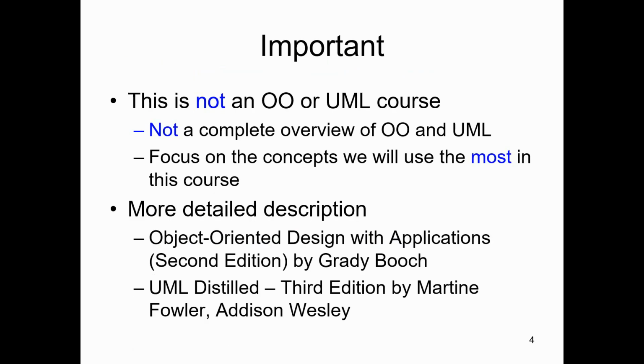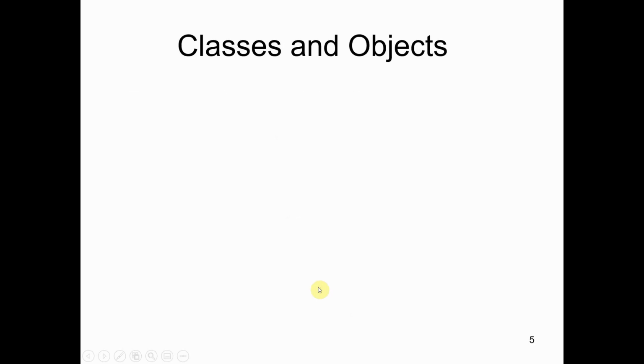Okay, let's go to the first topic: some basic OO concepts. This is not an OO course or a UML course, so I cannot give you a complete overview. I can only pick some of the most important concepts that we will use widely in our course. If you want to know more detail about OO and UML, I give you these two textbooks you can go to.